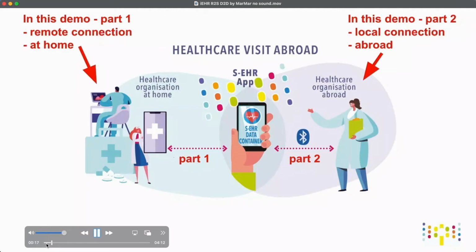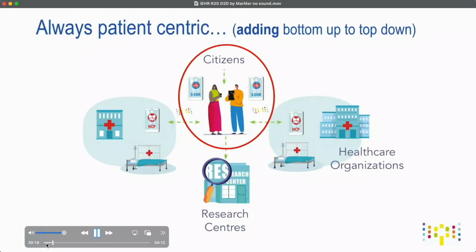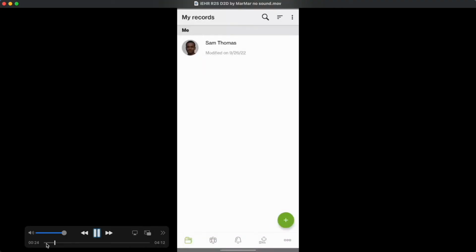These are the two parts of the demo that we will have, always with a patient-centric approach, which it's worth noting we add to the top-down approach. So patient-centric is bottom-up, from the patients up the layers, like hospitals, regional networks, government levels. Most of the time the approaches are top-down, but we want to add a bottom-up approach without replacing the top-down.